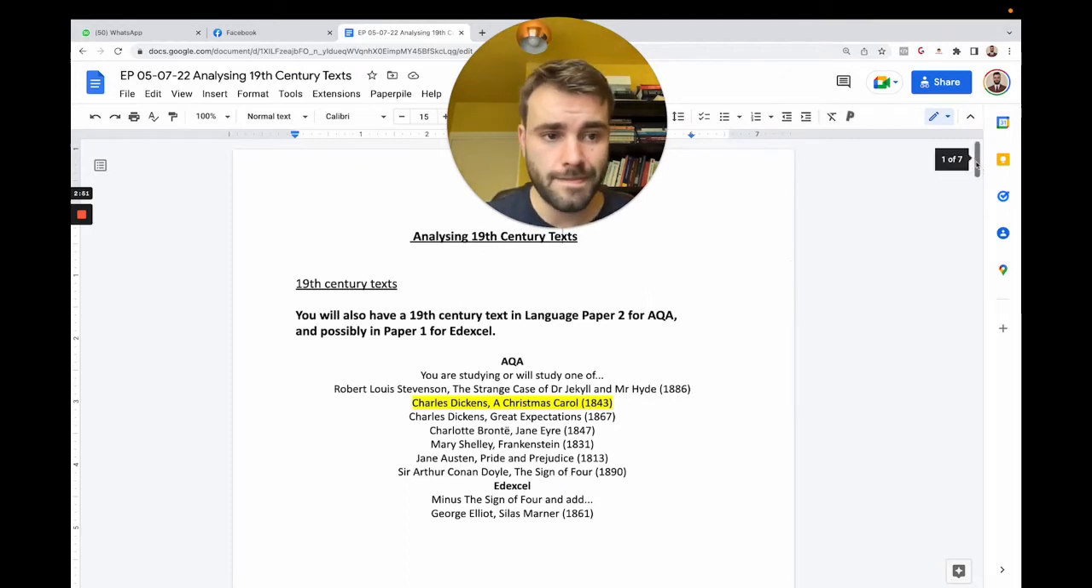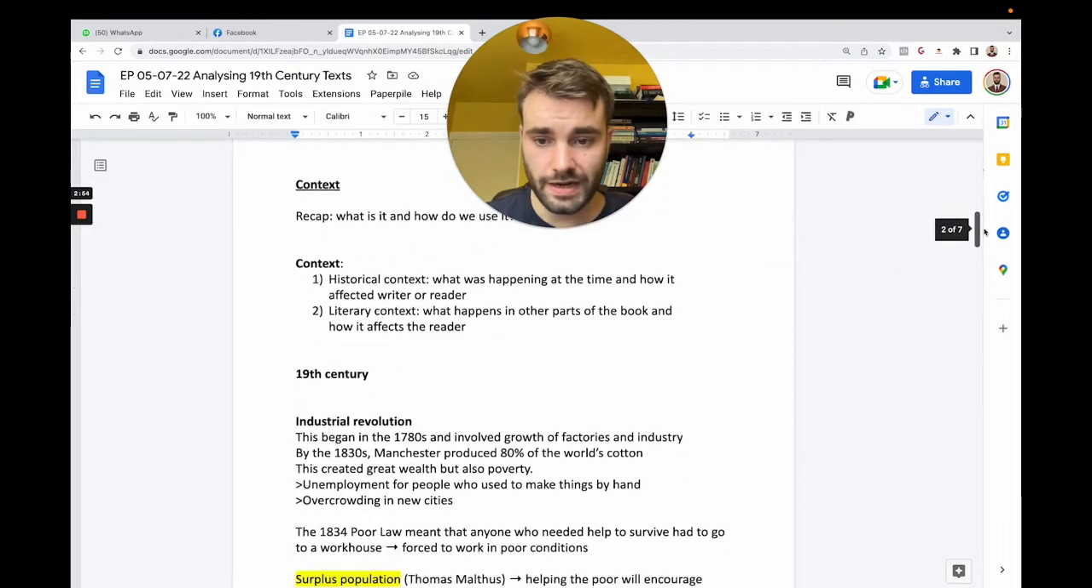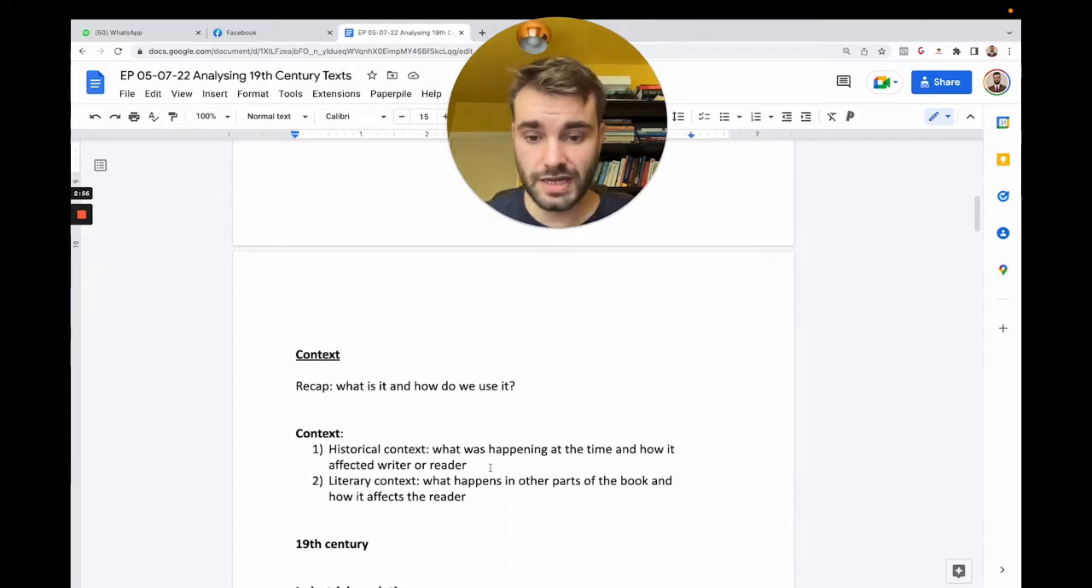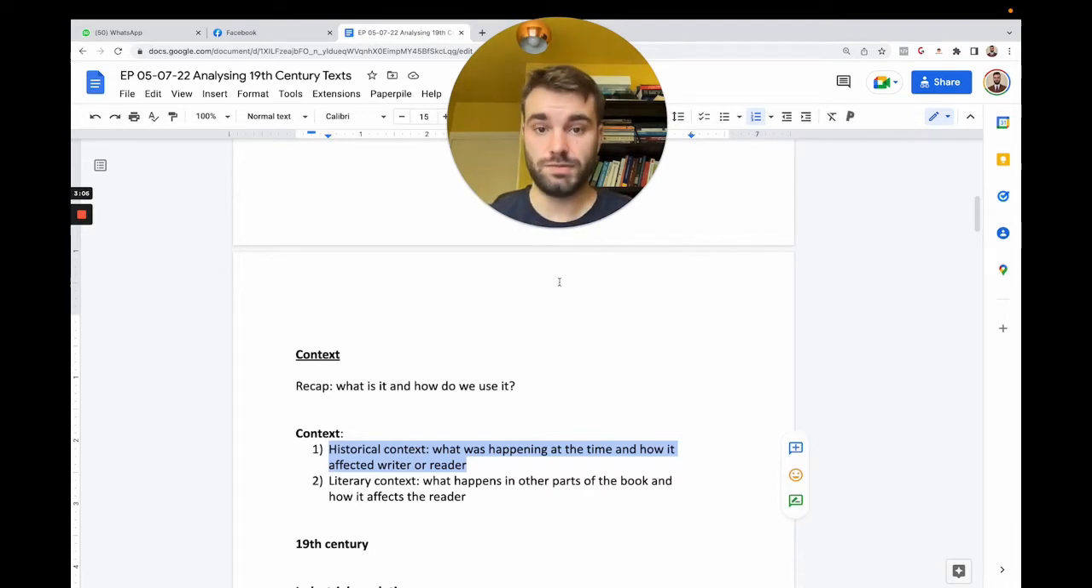Let's move on. First thing we're going to talk about then, generally, what is context? Well, it's two things. Historical context is what was happening at the time and how it affected the writer, or, here's an important one, the reader. So, for example, a reader now who reads A Christmas Carol, and many of you will have heard of Scrooge, even if you've not read the book A Christmas Carol.